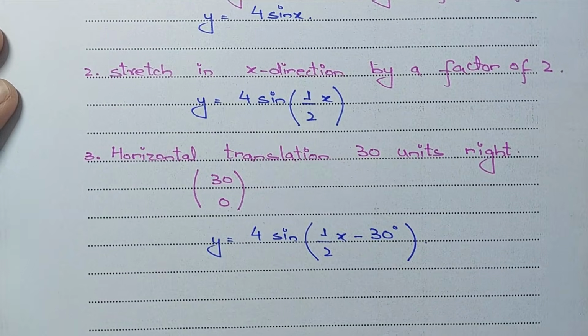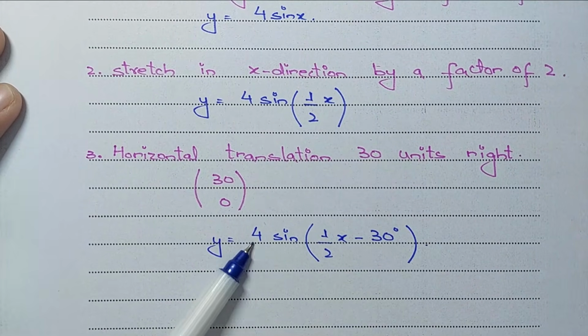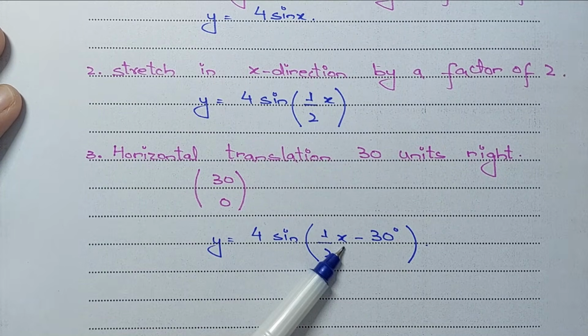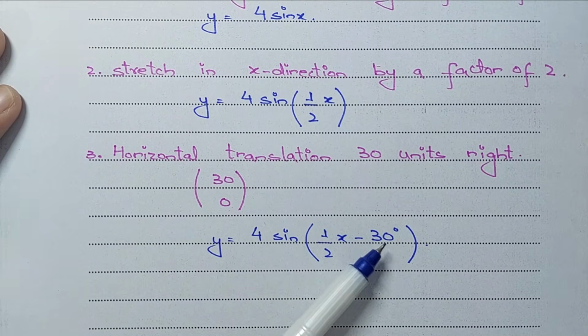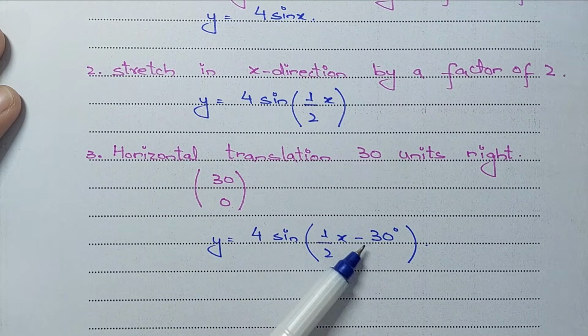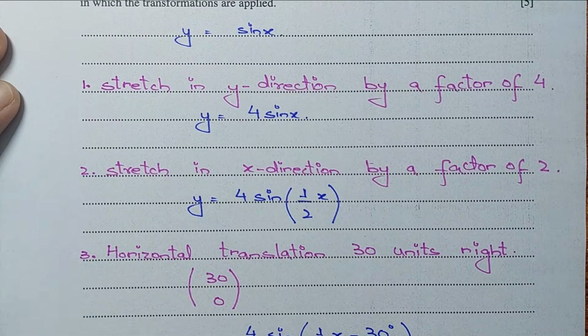Okay, so keep it in mind, anything multiplying with the whole function is your stretch in y direction. Anything multiplying with just the x value is a stretch in x direction, but we have to write down the reciprocal. Anything added or subtracted with the x value is a horizontal translation. If it is positive, towards left. If it is negative, it's towards the right. So these are the three series of transformations.